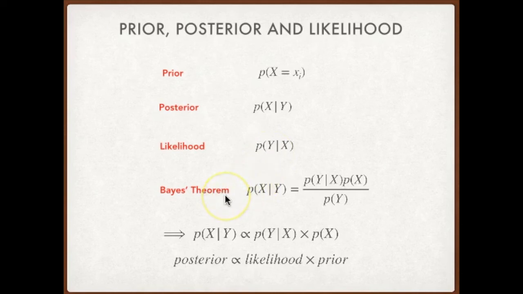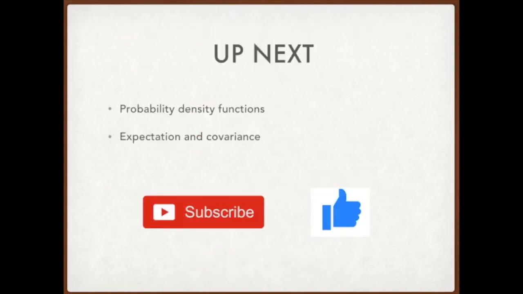From Bayes' theorem, we can see that p of x given y is equal to p of y given x into p of x divided by p of y. Thus, from Bayes' theorem, it is evident that the posterior probability is proportional to the product of likelihood and prior. This is a very important result which we will revisit when we discuss maximum likelihood and maximum a posteriori estimate in coming sessions. In the next session, we will talk about probability density functions, expectation and covariance.